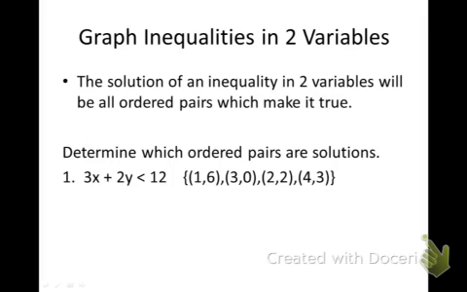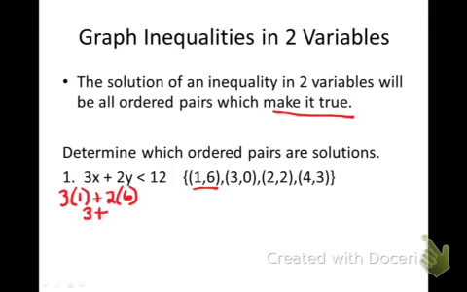Today we're going to be talking about graphing inequalities in two variables. So the solution of an inequality in two variables will be all ordered pairs which make it true. That's how you tell if something is a solution. Pretty much we're just going to put them in for x and y, each ordered pair, and see if it makes it true. So I'm going to put a 3 in for x, and a 1, sorry, I'm going to put a 3 and a 1, and I'm going to put a 6 in for y.